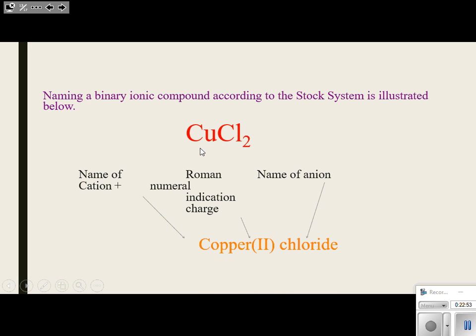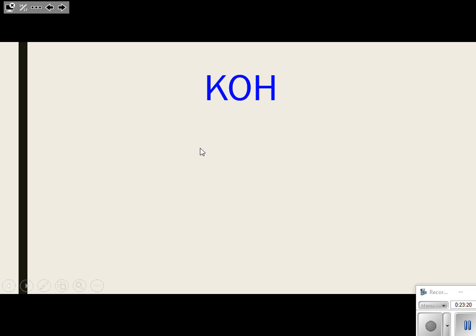Remember, the negative ions, we talked about this last week, the anions, are replaced with an IDE ending. So chlorine turns into chloride. Oxygen turns into oxide. Nitrogen, nitride. Bromine, bromide. So we have the IDE ending coming in.